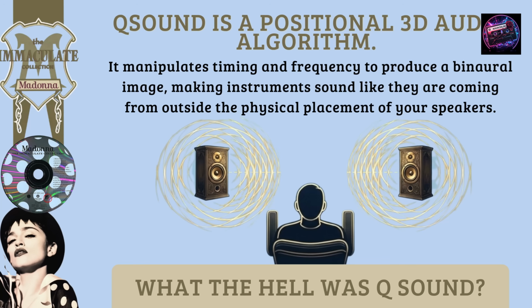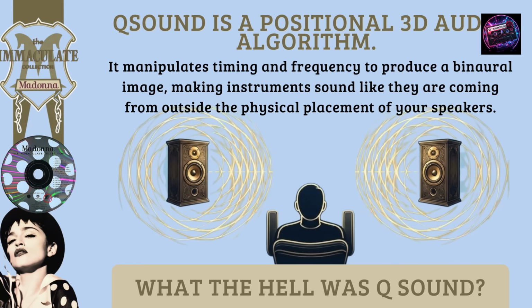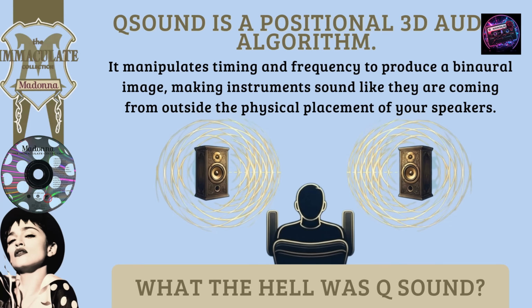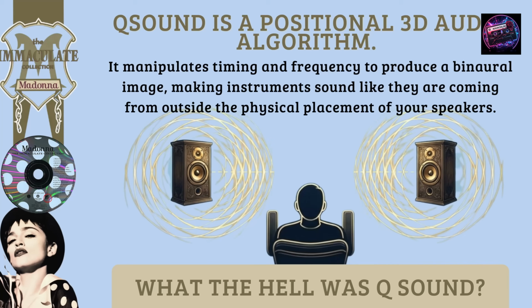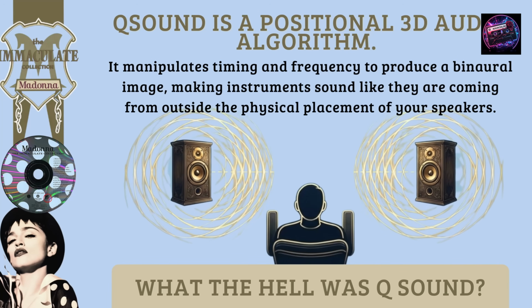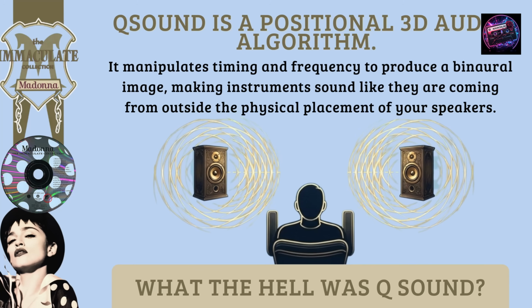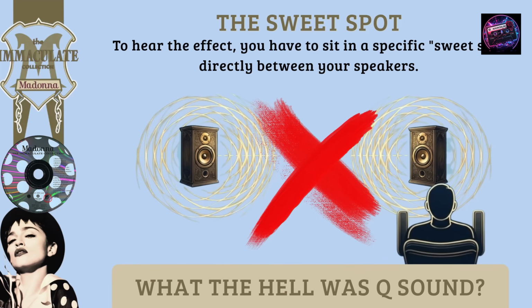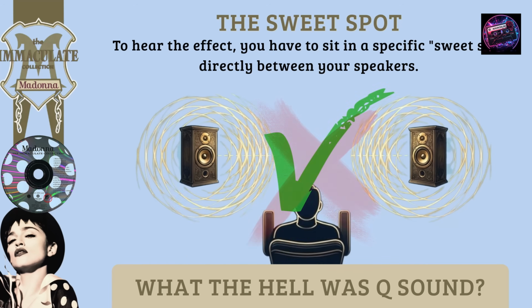Q sound was a positional 3D audio algorithm. It manipulates timing and frequency to produce a binaural image, making instruments sound like they are coming from outside of the physical placement of your speakers. What? It's basically them trying to create surround sound from a left speaker, right speaker. To hear the effect, you had to be sitting in the sweet spot directly in between your speakers.